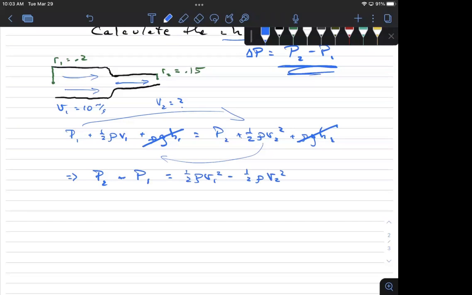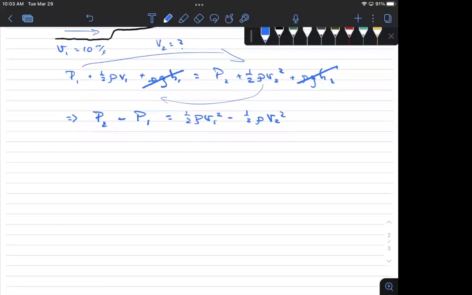Okay, so just a little algebra. P1 goes on the other side of the equation, becomes negative, so P2 minus P1. And then 1/2 rho V2 squared, I need to get it over to the other side, so it becomes negative. So you have 1/2 rho V1 squared minus 1/2 rho V2 squared. So that's what I want to solve. That's delta P. That's what I want. So I need what's on the right side.